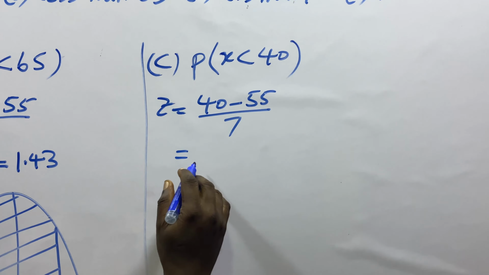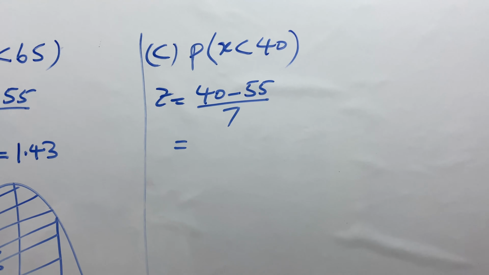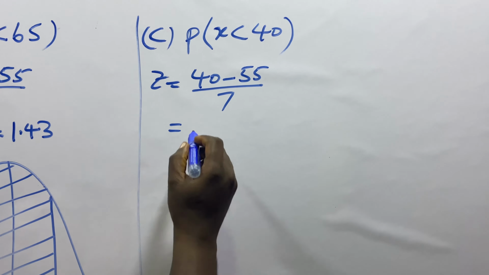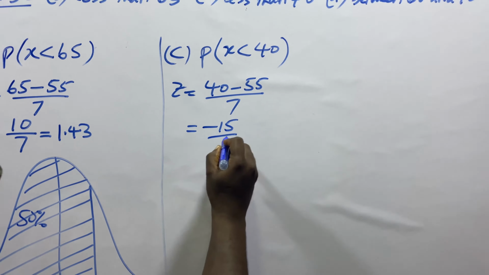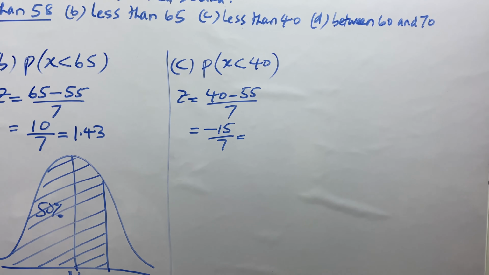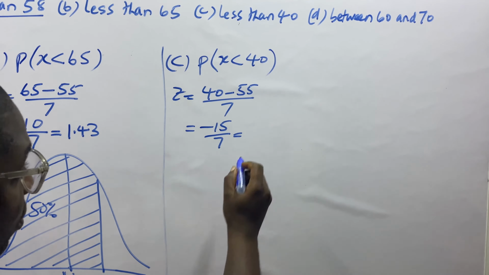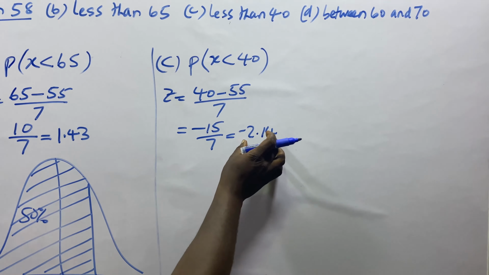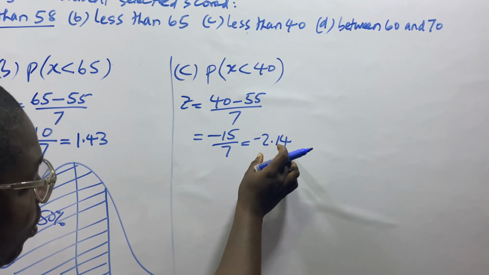So what are we going to have? 40 minus 55 is going to give us minus 15, divided by 7. And that will give us what? Have you done that with me? That will give us minus 2.14. That's what we're going to look for in our normal table.